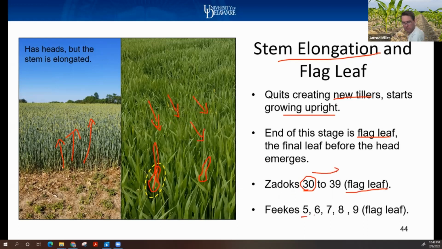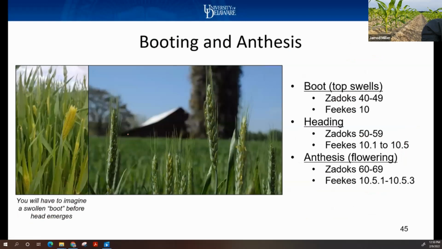Feeks has several stages in there: 5, 6, 7, 8, 9, because you're forming. You're doing the green up. You have nodes coming out of the ground. There's all these different nodes coming off of here, just like on corn, where we have those collars, just like on soybeans, we have nodes. You have nodes coming up the plant for those stages.